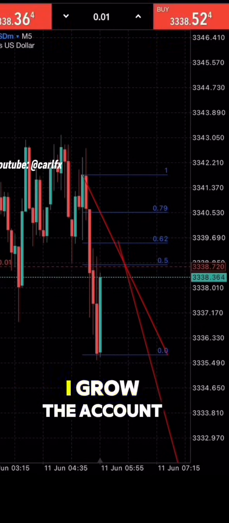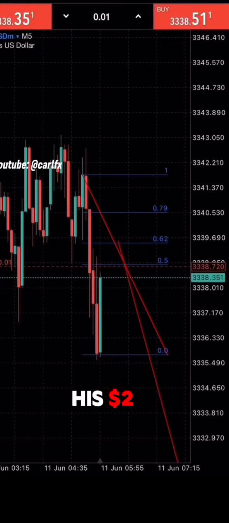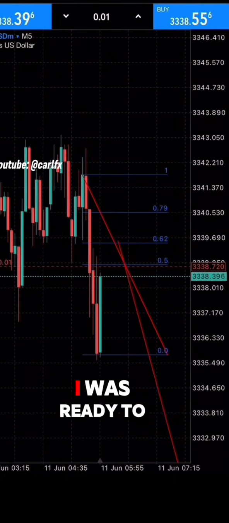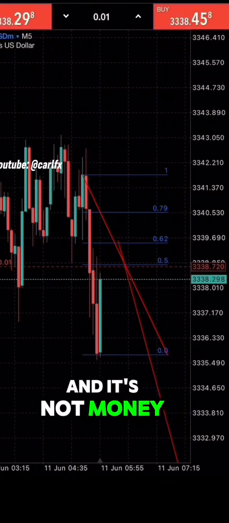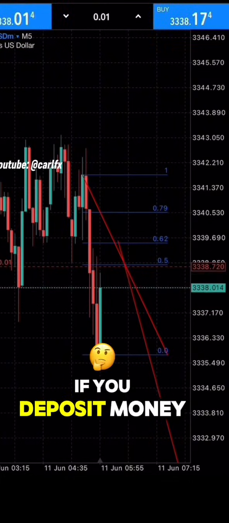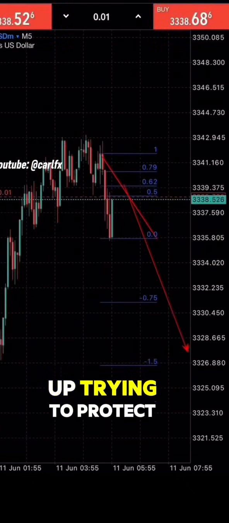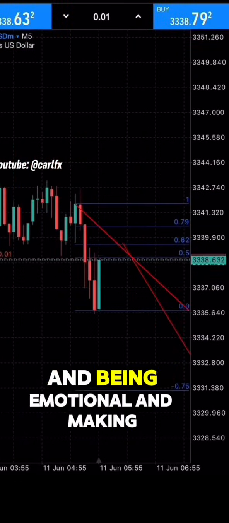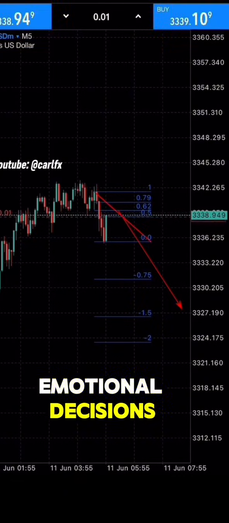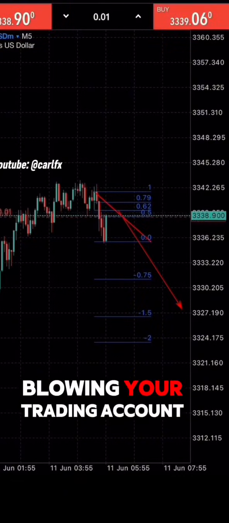No matter how big I grow the account, I'll still treat it as $2, because in the beginning I was ready to lose it, and it's not money I was planning on using. If you deposit money that you're not willing to lose, that's when you end up trying to protect the money and being emotional and making emotional decisions that will lead to blowing your trading account.